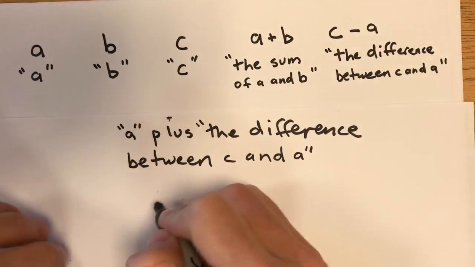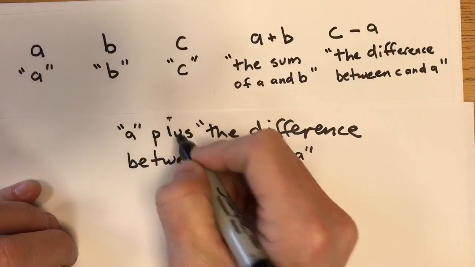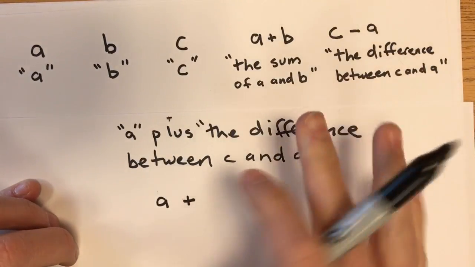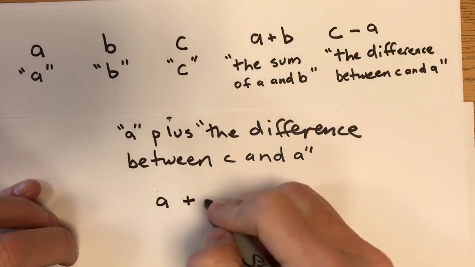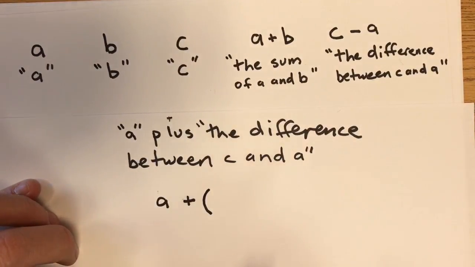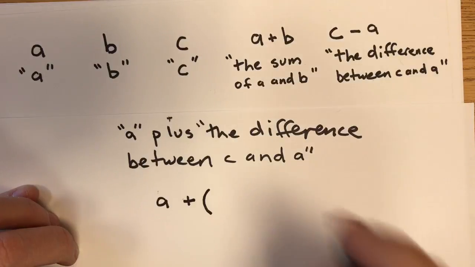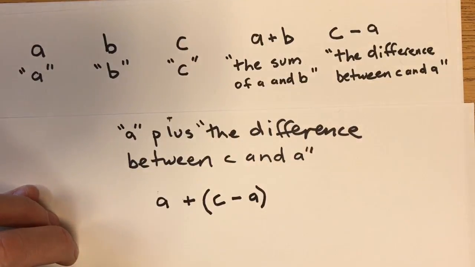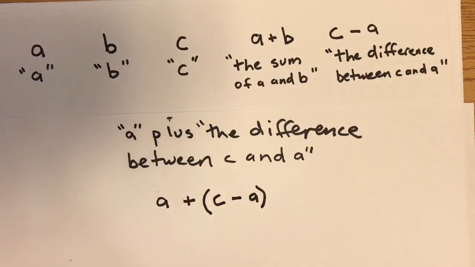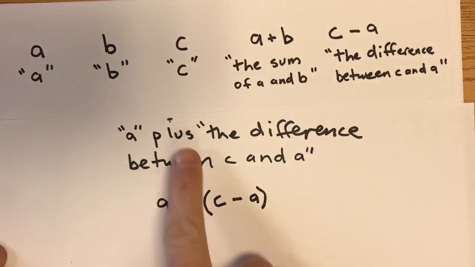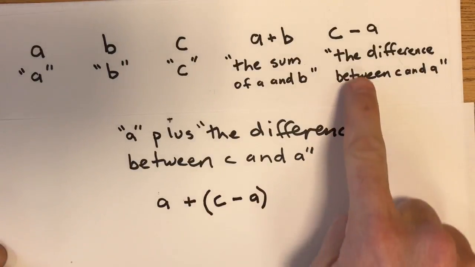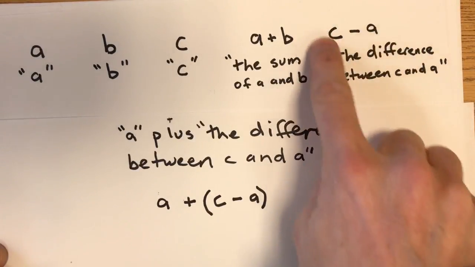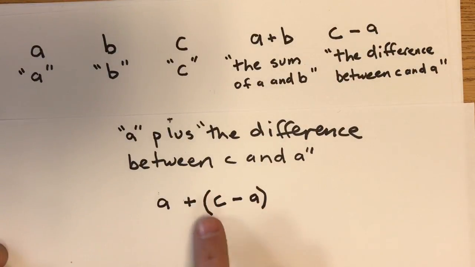We write A plus, and when we write an expression like this combined together, we usually wrap it in parentheses, and sometimes you have to, so it's always a good idea. C minus A. So that's how we translate it. It's simply this expression plus this expression. And when you add an expression that is a combination already, you wrap it in parentheses.